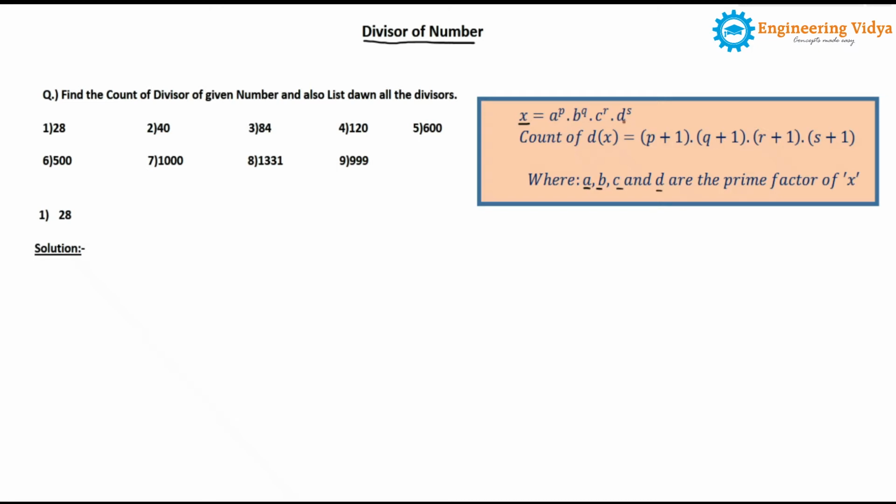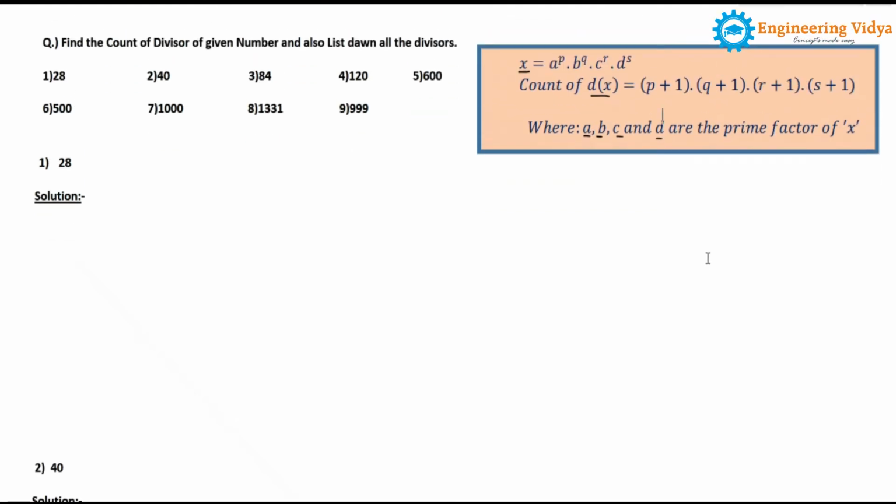A, B, C and D are the prime factors of x, and after that the count of divisors of x, d of x, will be equal to p plus 1 into q plus 1 into r plus 1 into s plus 1, right? By using this formula we can calculate the count of divisors of any number, right? This is a very simple formula, so whenever I solve a problem it will be very easy to understand, right?